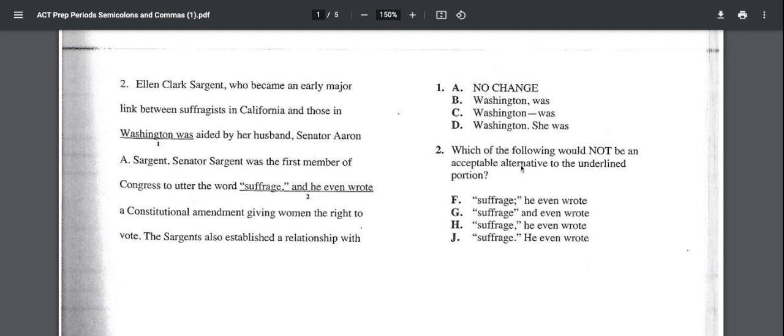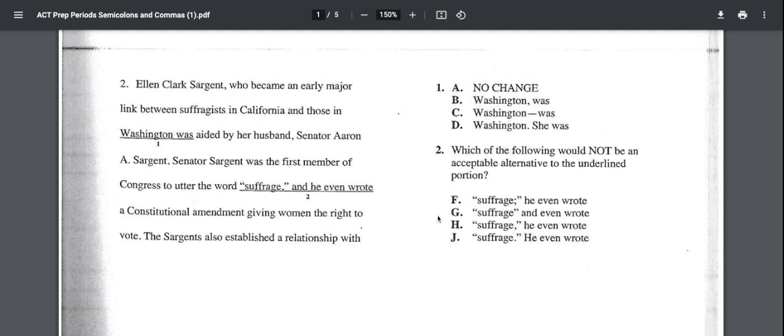Number two, which of the following would not be an acceptable alternative to the underlined portion? So if I notice here, I've got "Senator Sargent was the first member of Congress to utter the word suffrage, comma, and he even wrote a constitutional amendment." So comma and, I know, is a comma and a conjunction. That's how you join two complete sentences. Two other ways you can join complete sentences: a semicolon, or a period, which will create two separate sentences.